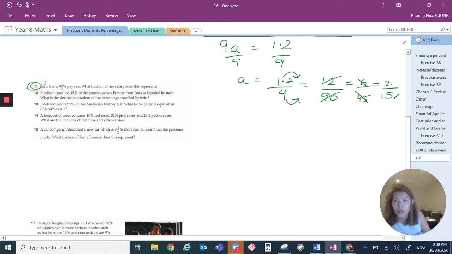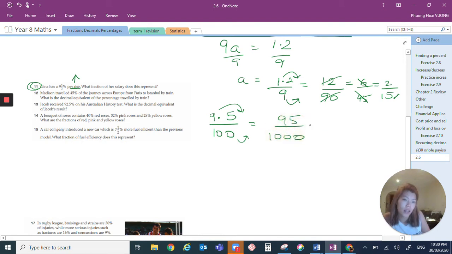The next question that was asked was question 11. It's a bit time-consuming screenshotting everything, so I just screenshotted a chunk. Gina has a 9.5% pay rise, so an arrow going up because we know it's going up. What fraction of her salary does this represent? So the salary is everything she gets paid, so that's 100%. The pay rise is 9.5. So 9.5% over 100%. What fraction is that? Let's move the decimal point once. That is 95 over 1,000.